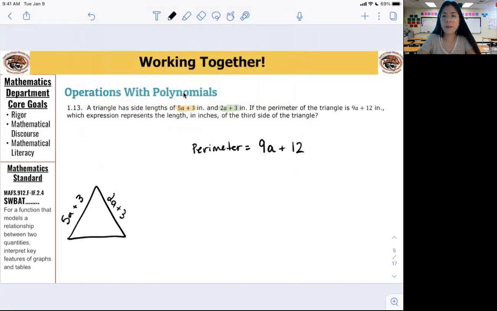Now, what am I missing? Wait, wasn't this somewhere before? Yeah, we've seen it before. What am I missing in this scenario?